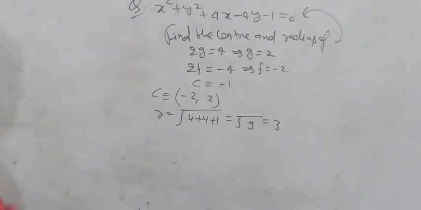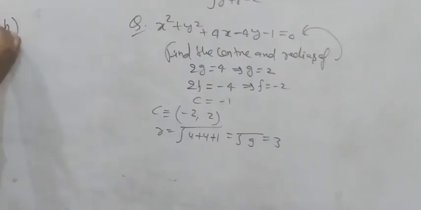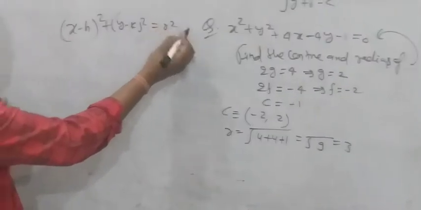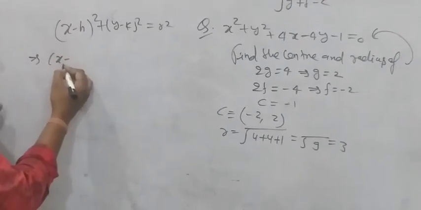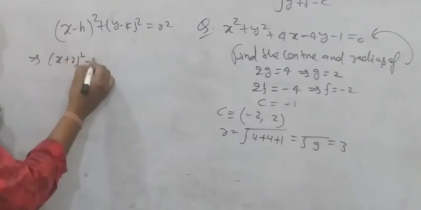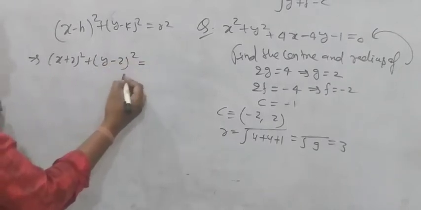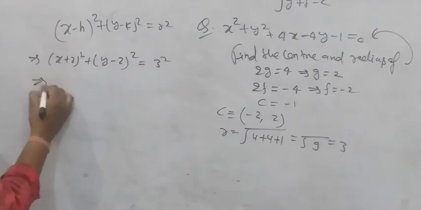If we want to check whether this center and this radius are right or wrong, it is very simple. We have the formula: x minus h whole square plus y minus k whole square is equal to r square. X minus h means x plus 2 square, y minus k means y minus 2, and radius r means 3 square.